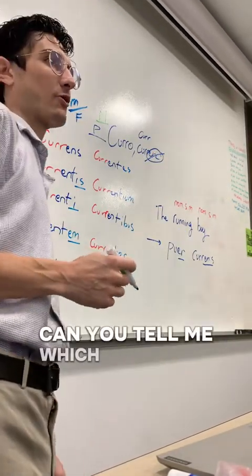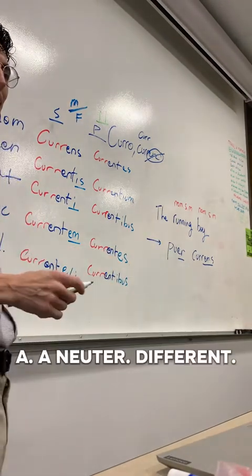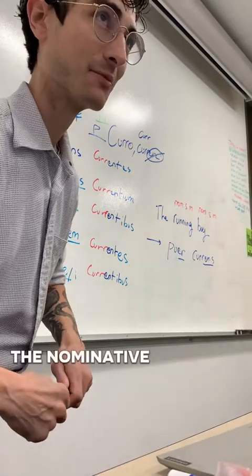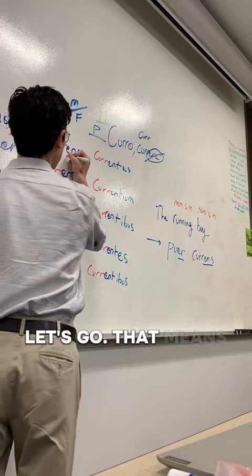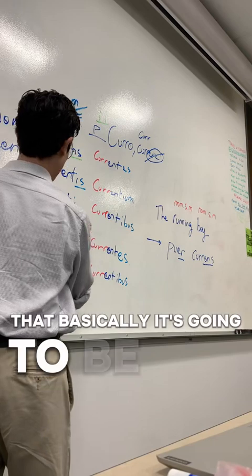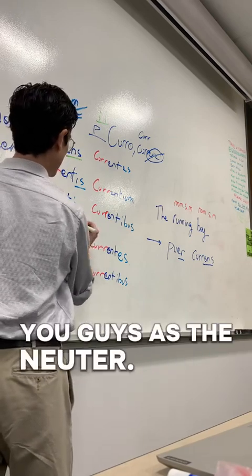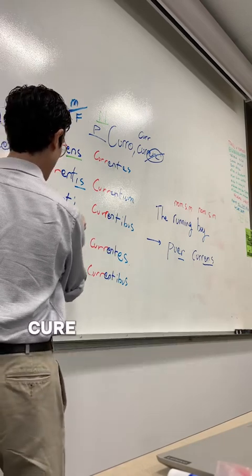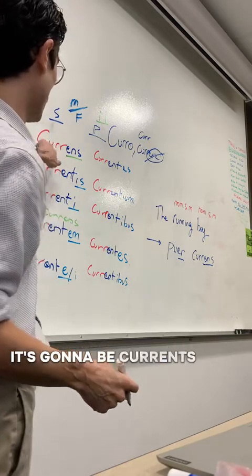Can you tell me which one would be different in the neuter? Yeah. Accusative singular. In the neuter, the nominative and the accusative are the same. Let's go. That means that it's going to be for accusative singular, as the neuter. I'm just going to write the whole thing. Cure ends again. So it's going to be in the neuter, it's going to be currents here.